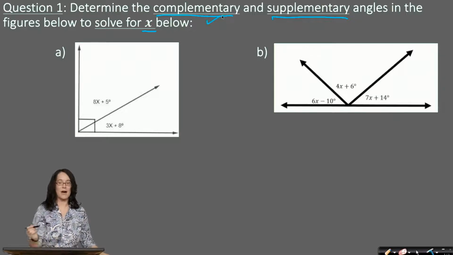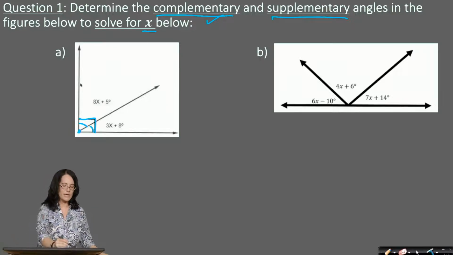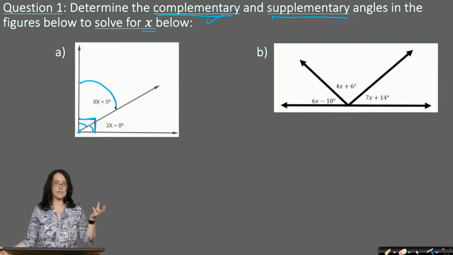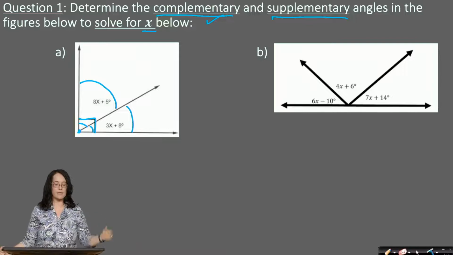Yep, A is a complementary set of angles, and that is because they are forming a 90 degree angle. That's what this box indicates, remember? And you're adding up two angles which share the same vertex here, and together this angle plus that angle must add up their measurement to 90 degrees. So if you're told that the first angle is 8 times something, x is just a variable of some measurement, 8 times something plus 5, and the other angle is 3 times that same variable x, 3 times something, plus 8.